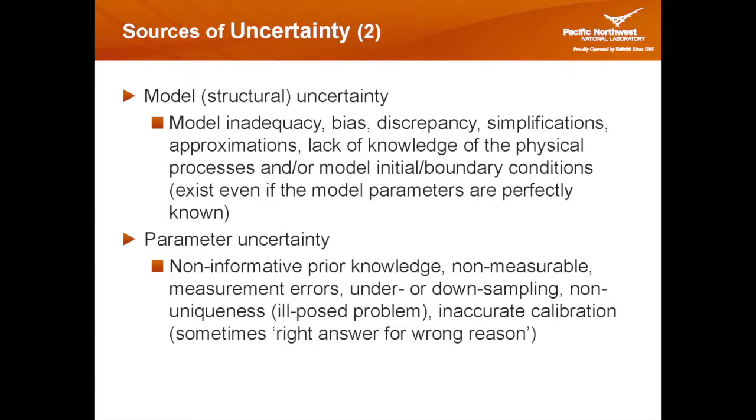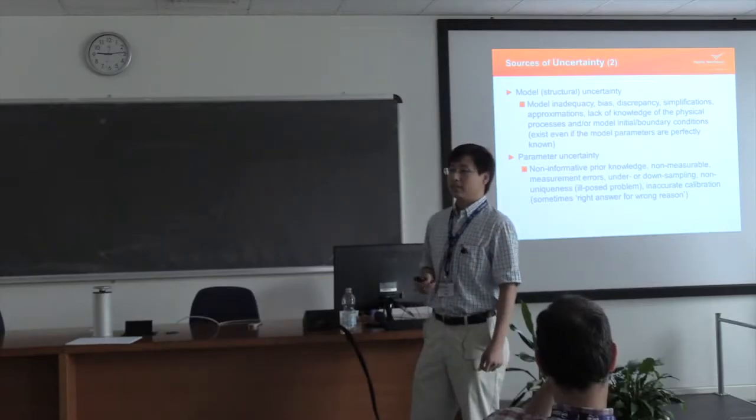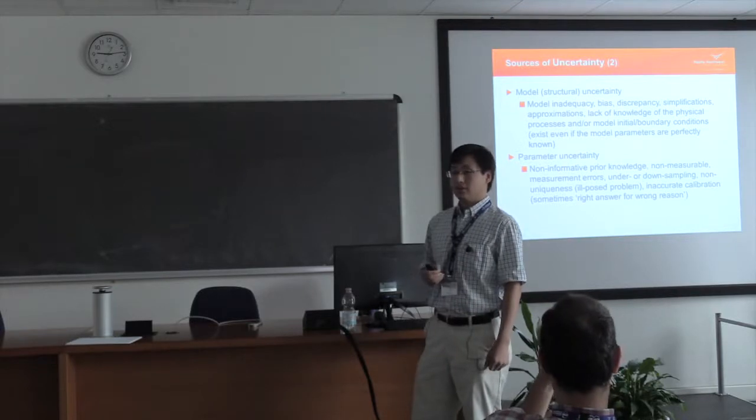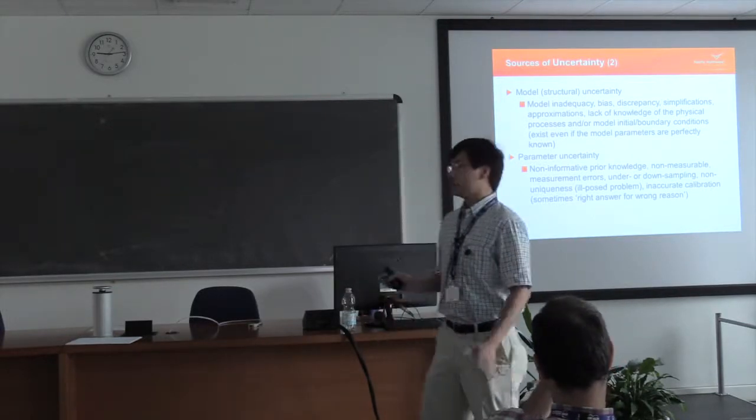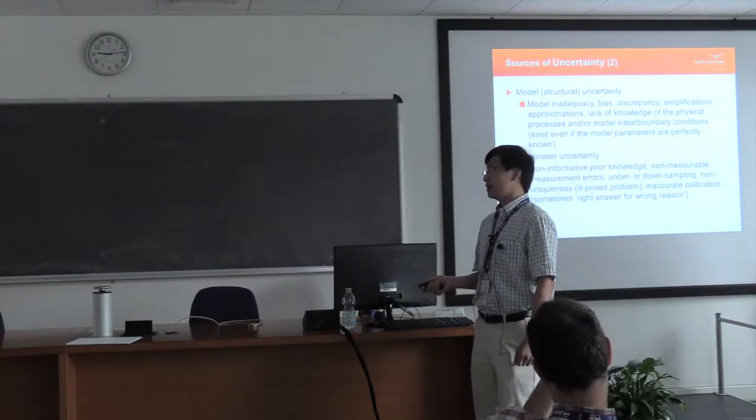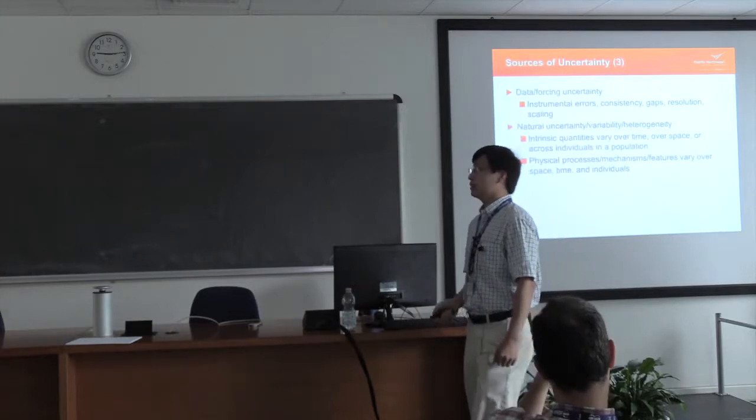And also, if you do have calibration practice, it can still be an ill-posed problem, such that the parameters cannot be uniquely determined, or you have inaccurate calibration because your technique is not applicable. And this is a famous term called the right answer for wrong reason. If you have two modules and you adjust the parameter values, it could be that your two modules are totally off, but by manipulating the parameters within the two, you are able to get a good match. That's the right answer. You could have a good match, but you have a totally wrong reason.